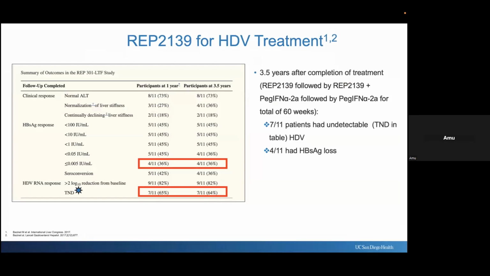3.5 years after completion of treatment, 7 of 11 patients had undetectable hepatitis D RNA with REP2139, and 4 of 11 had hepatitis B surface antigen loss. So these outcomes are obviously very, very impressive, however, also very clearly limited by the sample size of the study and the lack of a control. And the study has yet to be replicated since this was published in 2017.